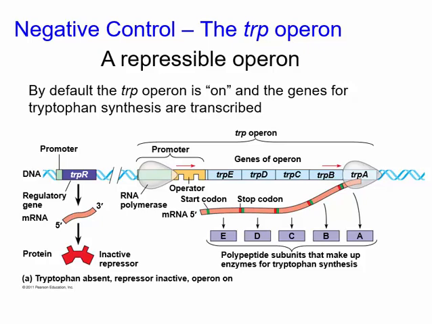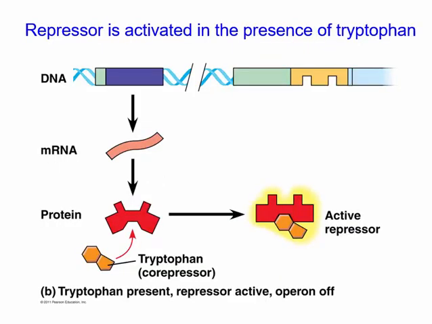But at some point, maybe we end up with plenty of tryptophan. You don't need it anymore. Well, let's stop making these enzymes because we have a ton of tryptophan. You just don't need it. Or there's tryptophan in the culture media or the environment that the bacterium is in. It doesn't need it anymore. So what happens is this.